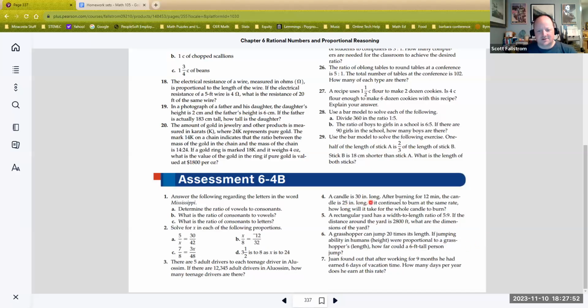The candle is 30 inches long. After burning for 12 minutes, it's this long. All right, so now you know something, right? Now you know 12 minutes takes away 5 inches on a candle. So 12 minutes to 5 inches. How long will it take for the whole candle to burn? The whole candle was 30 inches. Think about your ratios. Again, all these are roughly the same.